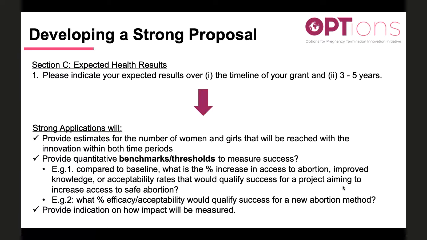And then again, looking at the quantitative benchmarks or threshold that you would use to measure success. So compared to whatever the baseline is, what would the increase in access be? For example, for the first area of focus, or for the second area of focus, what percentage of efficacy or acceptability would qualify as success for a next generation method?